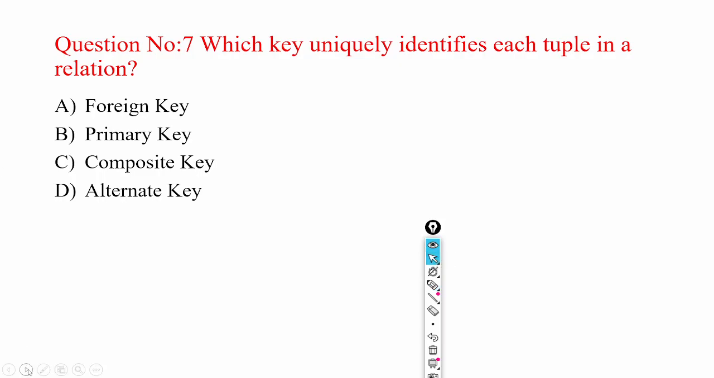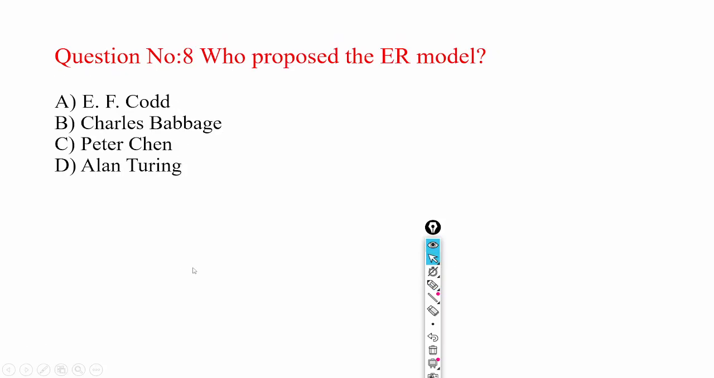Okay, going to question number 8. Who proposed the ER model? It is very important. Nowadays they are asking about the authors also. Who proposed the ER model? E. F. Codd, Charles Babbage, Peter Chen, Alan Turing. The correct answer is option C, Peter Chen.